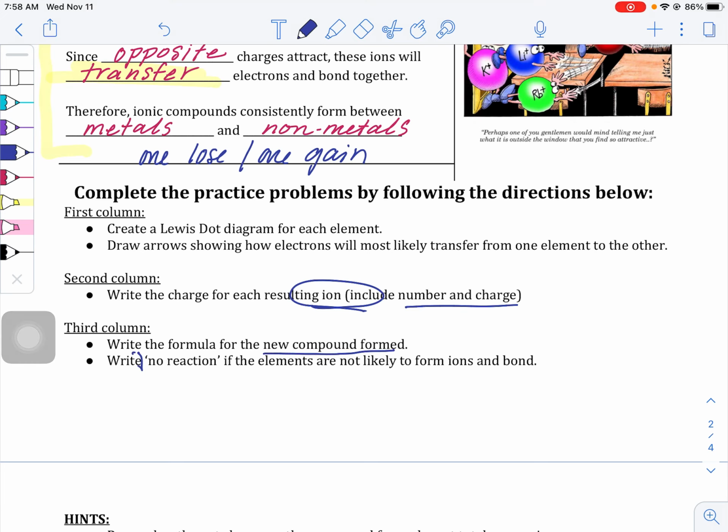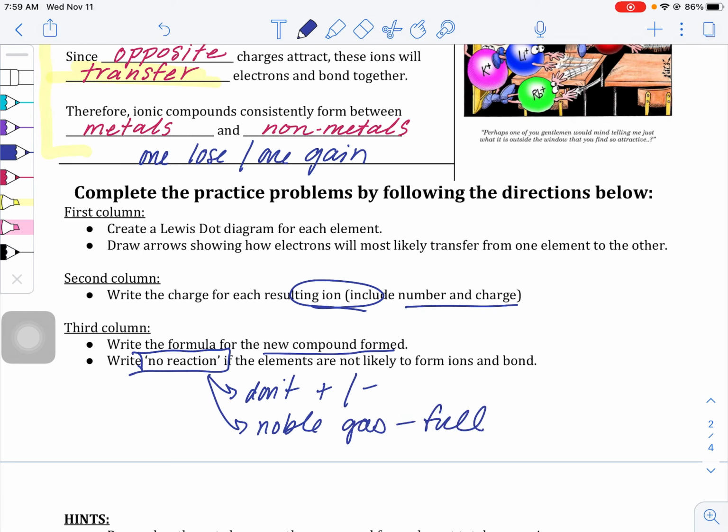And we might end up seeing a few that have no reaction, and that's of course going to be if we don't end up with a plus or a minus. We know they can't bond ionically. Or it might be if we have a noble gas, right? Because we know they're already full and they have no interest in gaining or losing.